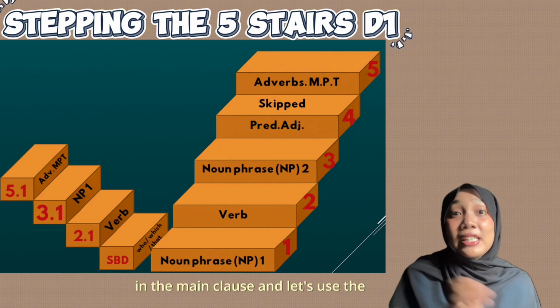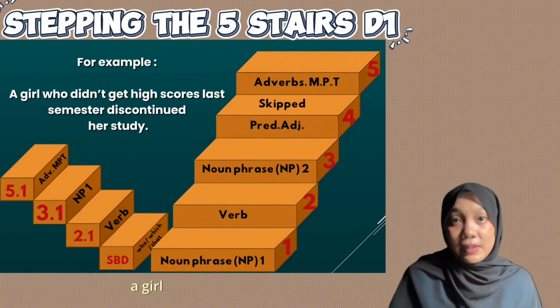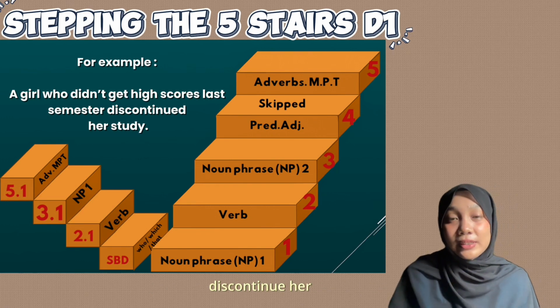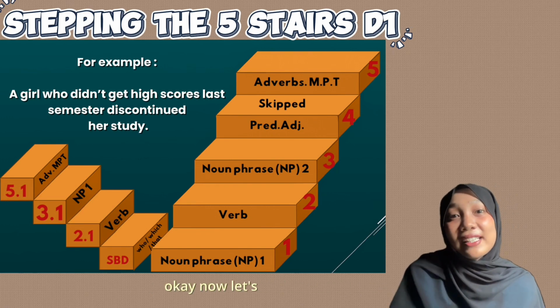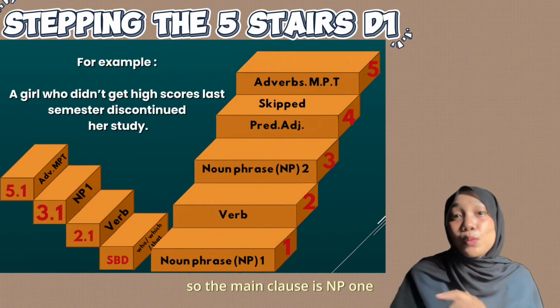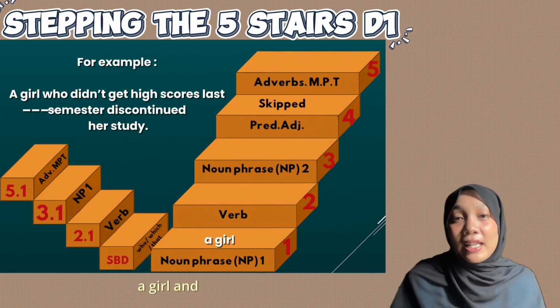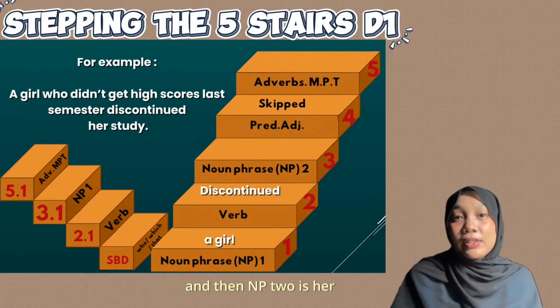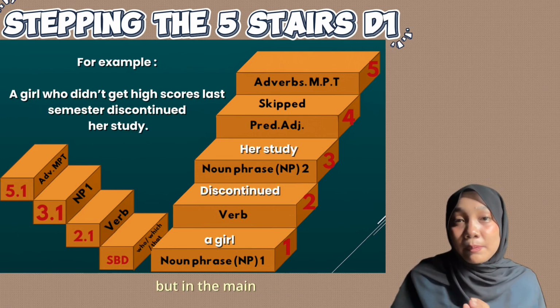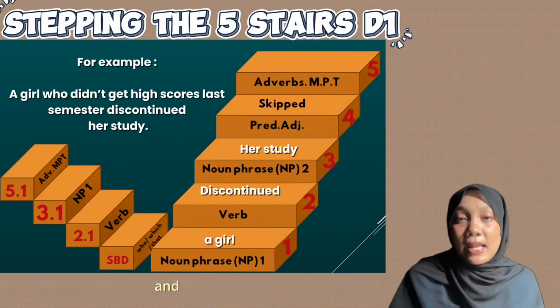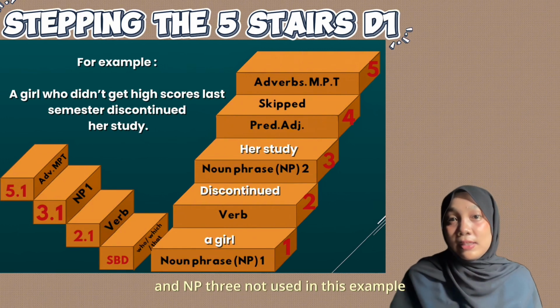And let's use an example. A girl who didn't get high scores last semester discontinued her study. Okay, now let's look at the structure. So the main clause is NP1, a girl, and then the verb discontinued, and then NP2 is her study. But in the main clause, a predicate adjective is skipped, and MPT is not used in this example.